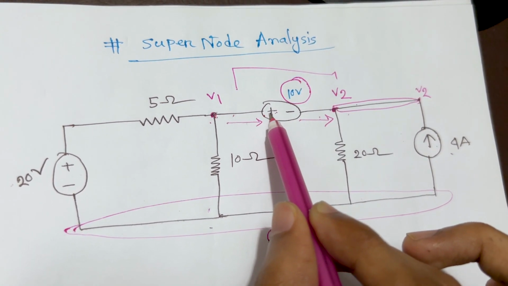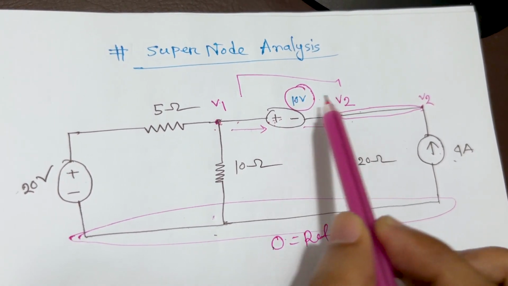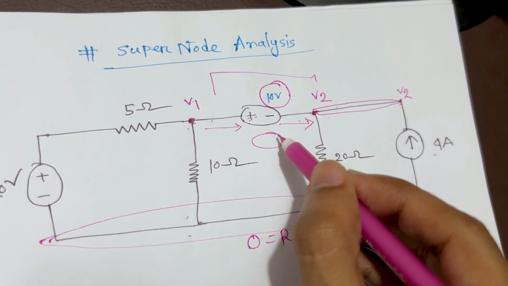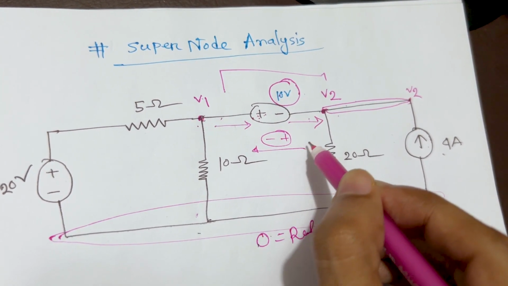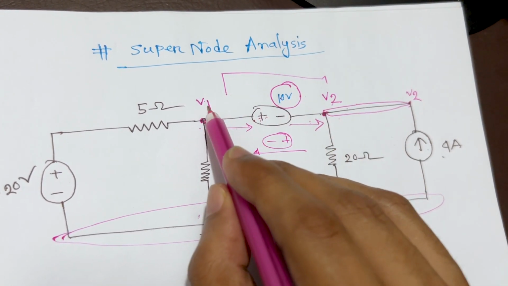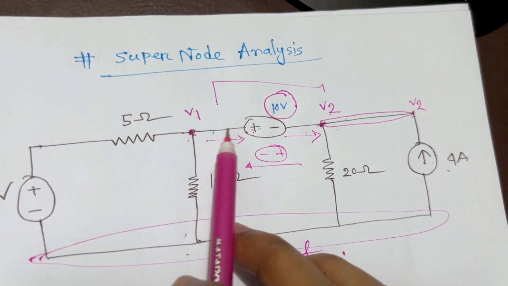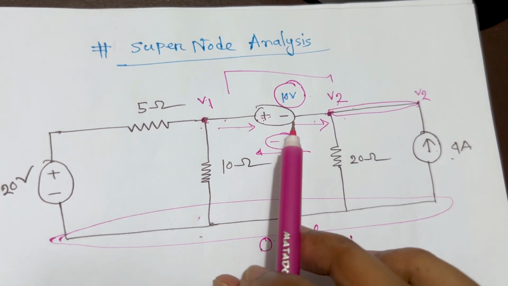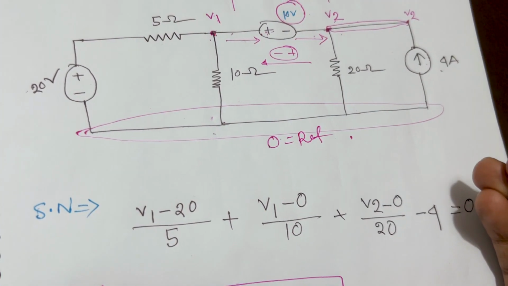So if you consider that this is the positive one, then for the 10 volts, V1 minus V2 should be 10. If it is like this one, current flowing from this side, positive to negative, then it should be V2 minus V1 equals 10. But it is going the opposite side. The current is going from left to right, so it should be V1 minus V2 equals 10. So this is the equation we need.